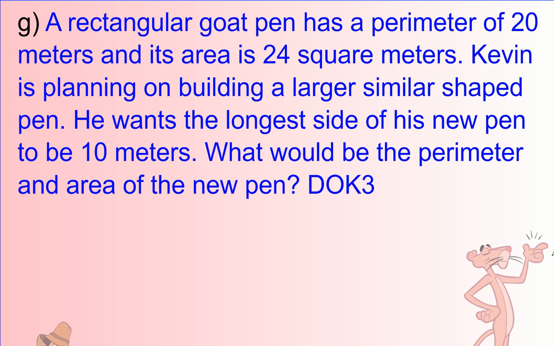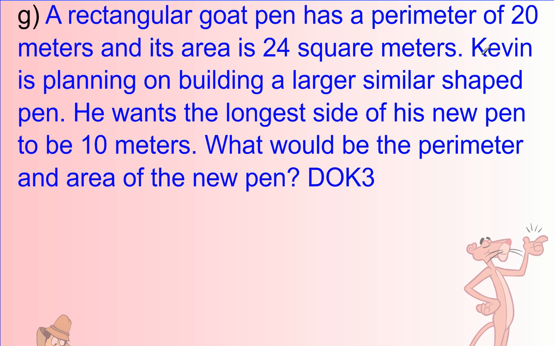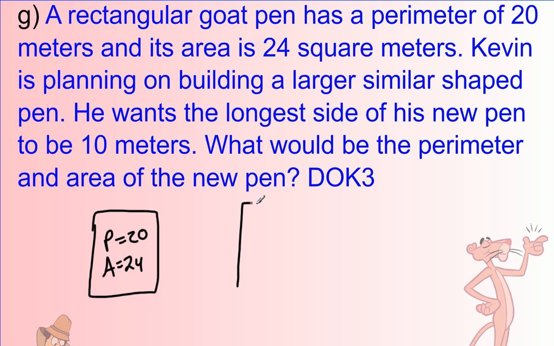Alright, so let's see what we got. A rectangular goat pen has a perimeter of 20 meters and an area of 24. So, rectangle, perimeter is 20, area is 24. He's planning on building a larger pen, and he wants the longest side of his new pen to be 10 meters. Alright. What would be the perimeter and area of his new pen?